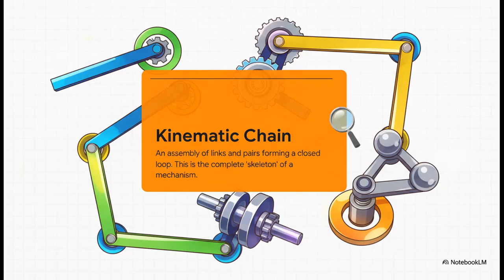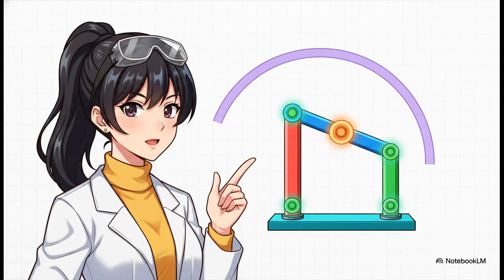So you take these links, you connect them with pairs, and when you arrange them to form a closed loop, bam! You've got what's called a kinematic chain. This is it. This is the complete skeleton of your mechanism, all ready to be put into motion. So we've built this skeleton, but how does it move? Or can it even move? Well, we don't have to guess. There's this brilliant formula, Kutzbach's criterion, that lets us calculate exactly how many ways it can move, its degrees of freedom, just by counting the links and the joints. It's an insanely powerful tool for engineers.